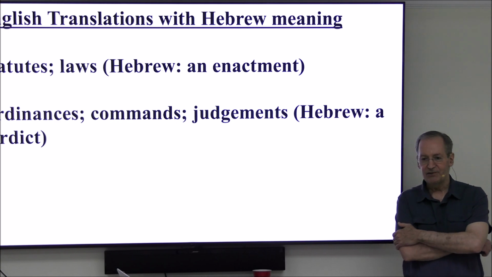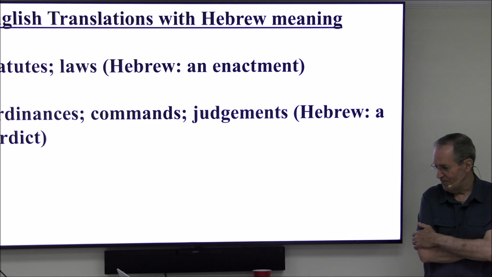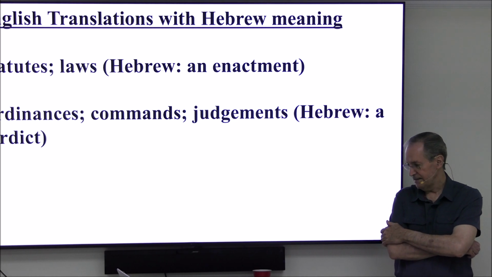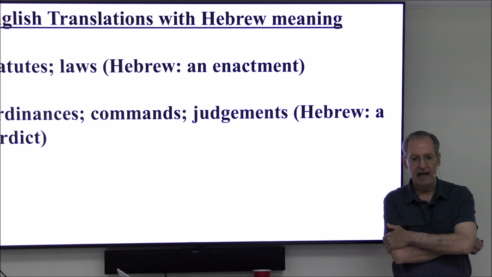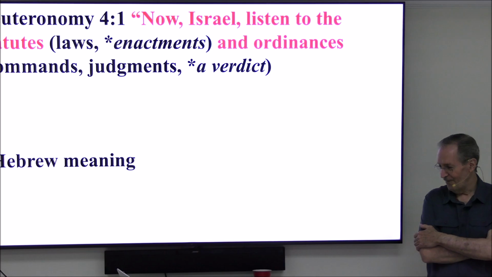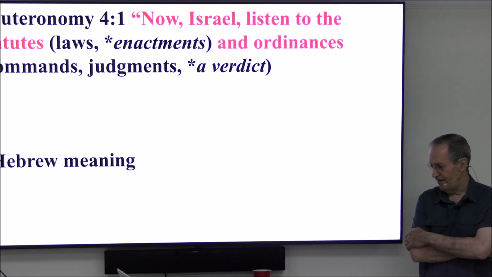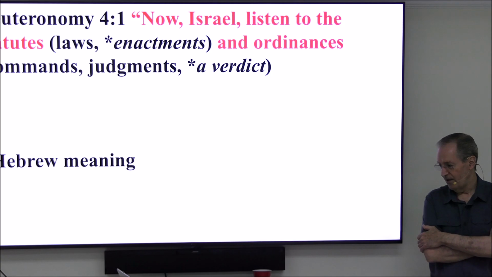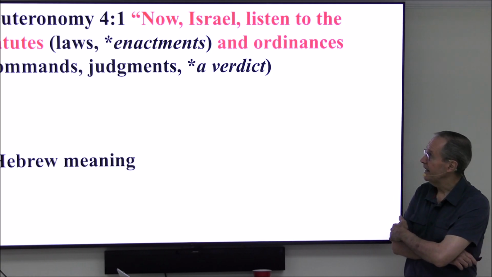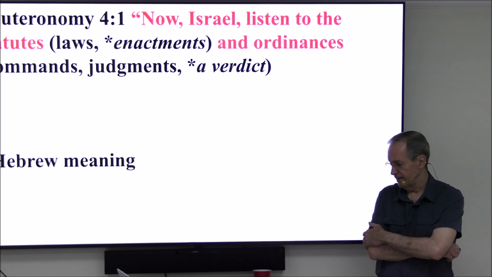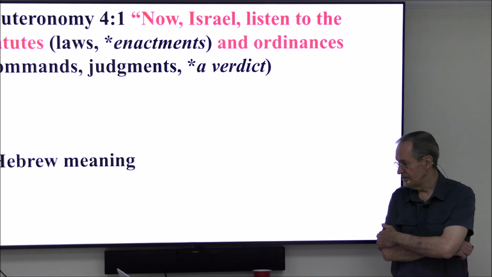So, the English translation, I'm going to expand that out a little bit more. The Hebrew meaning has statutes, laws. The Hebrew is an enactment. Ordinances, commands, is judgments. The Hebrew is a verdict. And I put that into our Deuteronomy 4:1. Now Israel, listen to the statutes, laws, enactments, and ordinance, commands, judgments, a verdict. And the ones that I have in italics are the Hebrew words, what the meaning of the Hebrew word is. So, is there a difference between them?